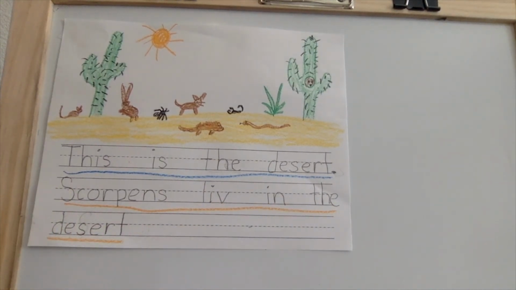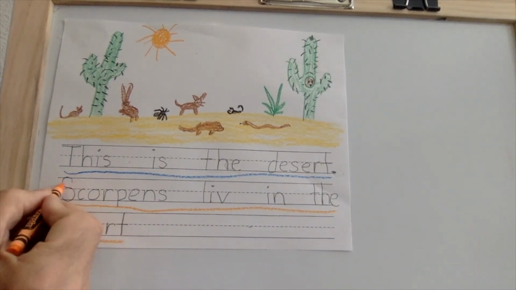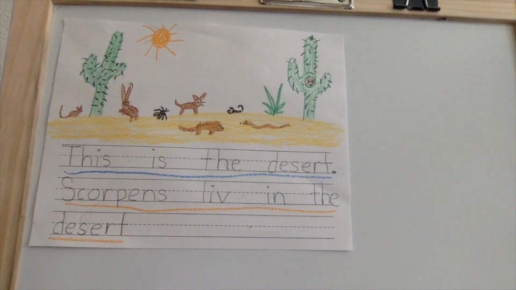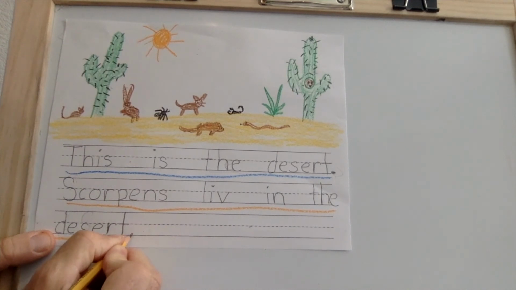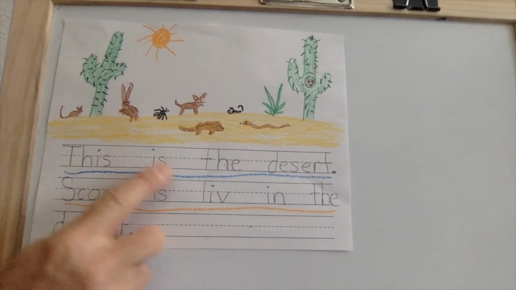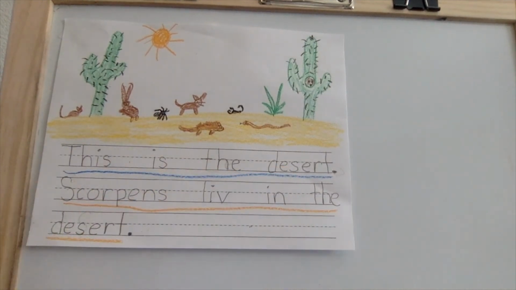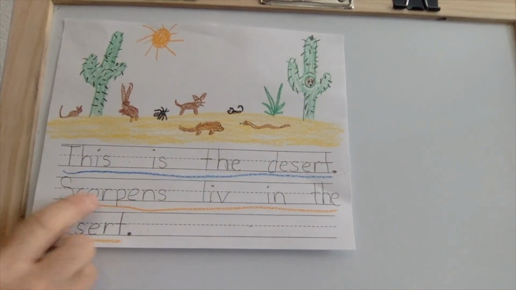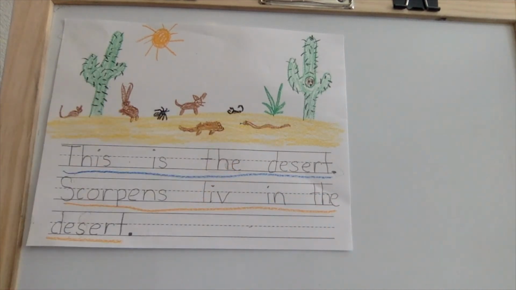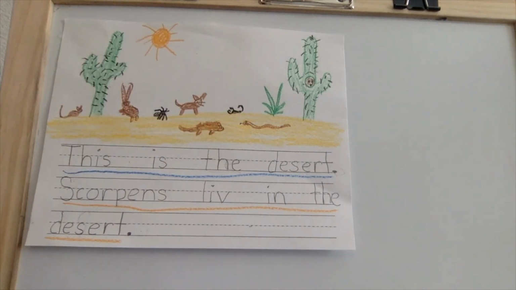I'm going to check sentence number 2. I started with the capital. I left my spaces. Oh, what did I forget? Period. Now I wrote 2 sentences. This is the desert. Ding! Scorpions live in the desert. Bing! Awesome! And now you get to pick what animal you want and write your second sentence.